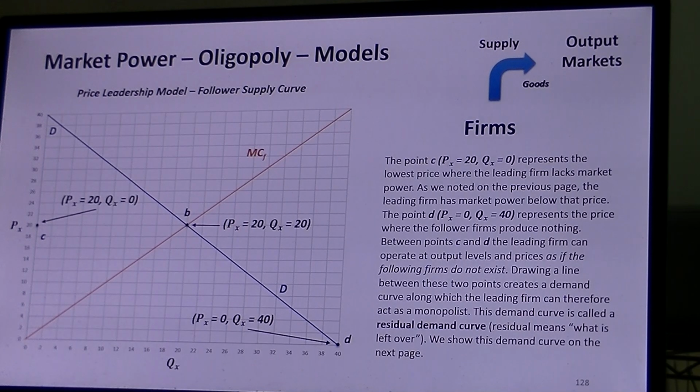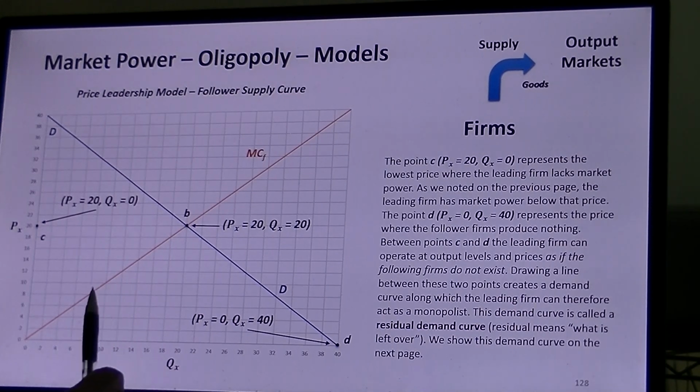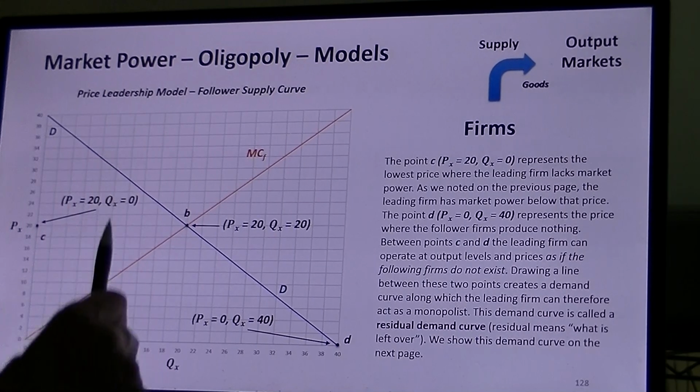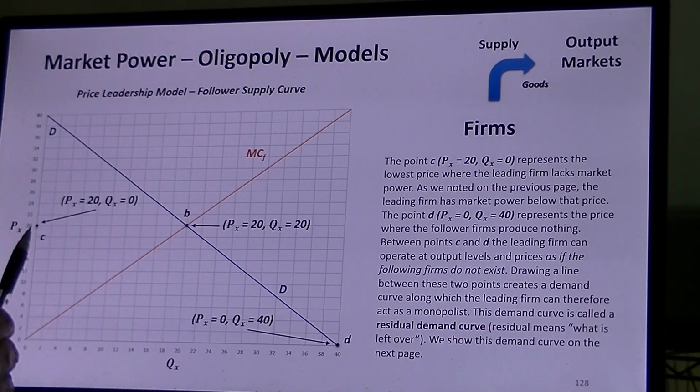So what we can see is that the leading firm will want to lower its price to the point where the amount of the market where it has market power is such that it has monopoly power over that range, and it can maximize its profit. Now let's look at this point.